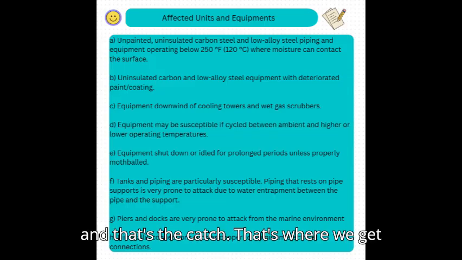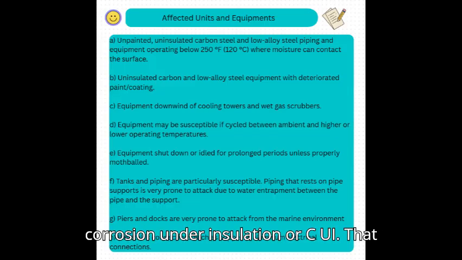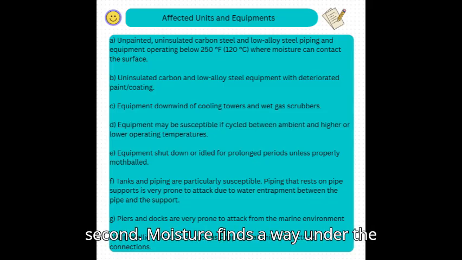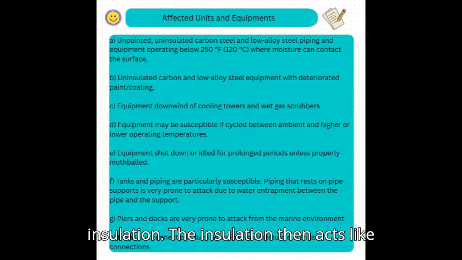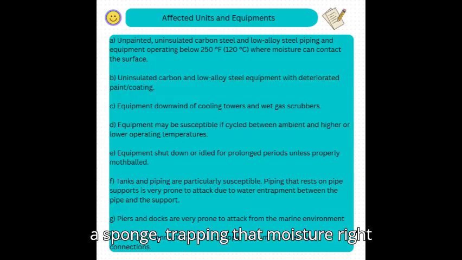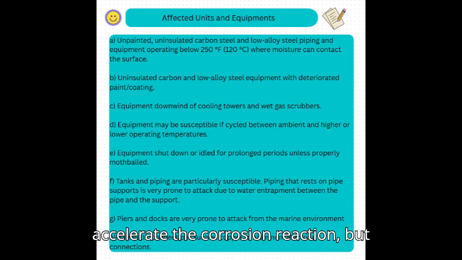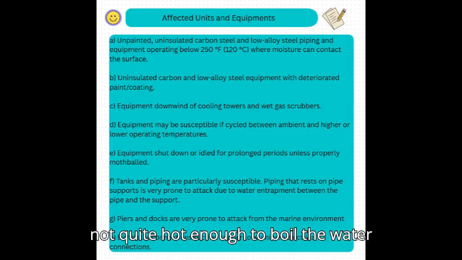That's where we get corrosion under insulation, or CUI. That dry surface protection disappears the second moisture finds a way under the insulation. The insulation then acts like a sponge, trapping that moisture right against the hot metal. It's hot enough to accelerate the corrosion reaction, but not quite hot enough to boil the water off instantly.